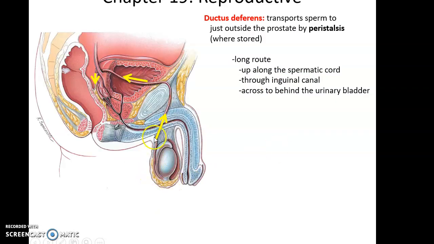Ductus deferens goes up out of the scrotum over the front of the abdominal wall, passes through the inguinal canal into the pelvic cavity. Now the ductus deferens runs on its own over the top of the urinary bladder and ends in the posterior backside of the urinary bladder, where it is stored until needed. The movement of the sperm is caused by peristalsis, by muscular contractions. So again, the sperm are still inactive.